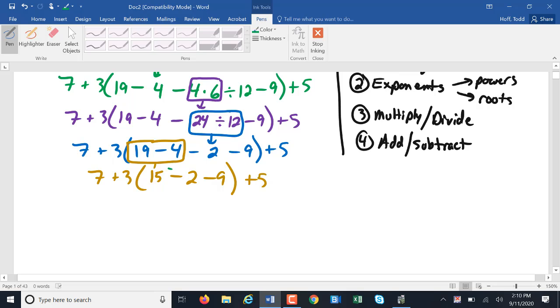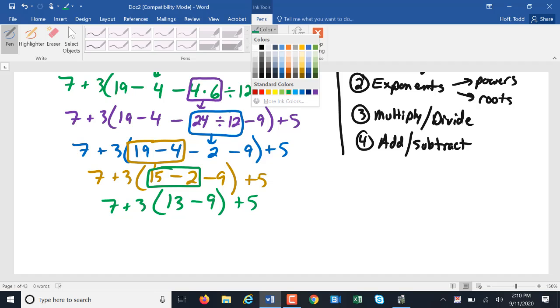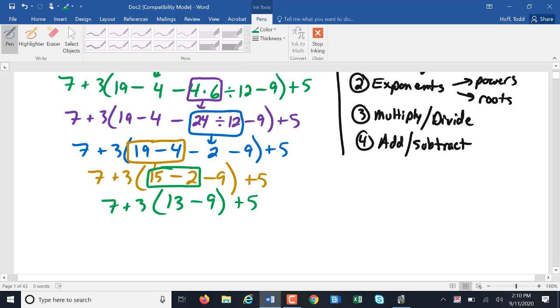Next, we have the 15 minus 2, which is 13. And finally, 13 minus 9 makes 4. Good. I should put that in the box. Now we've reduced what's inside that enclosing symbol to a single number.